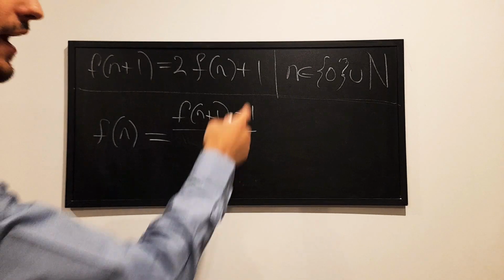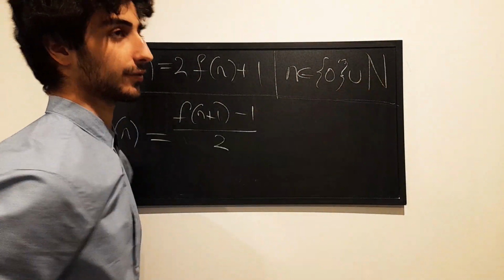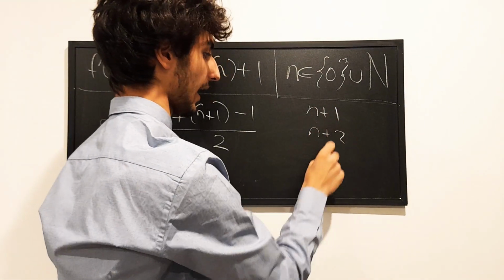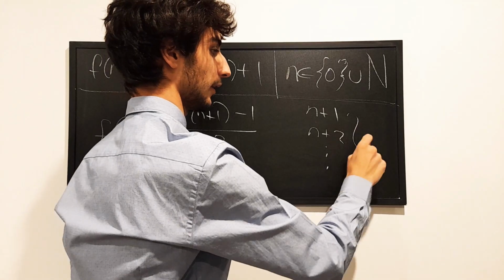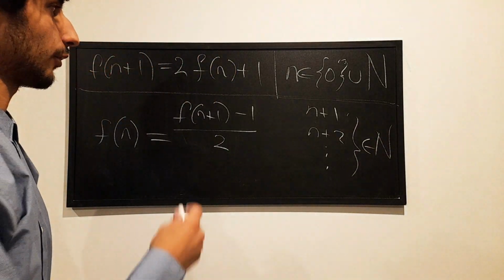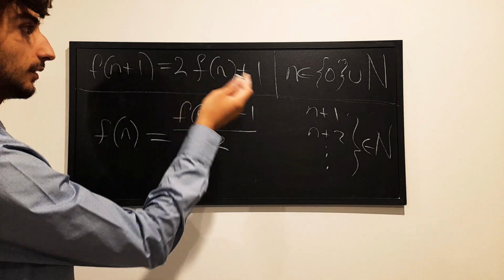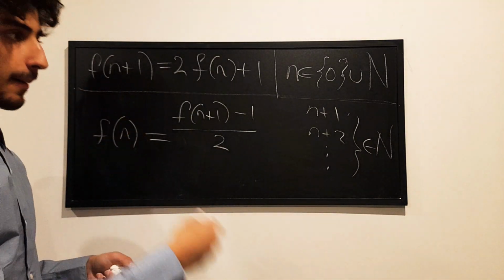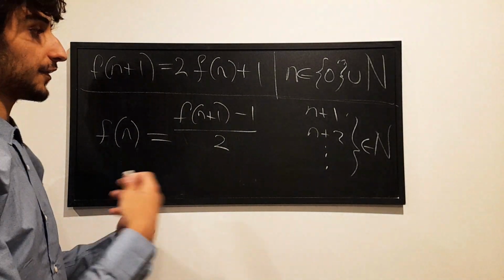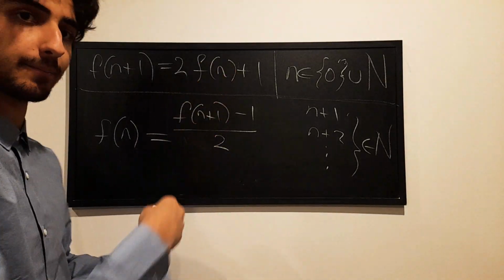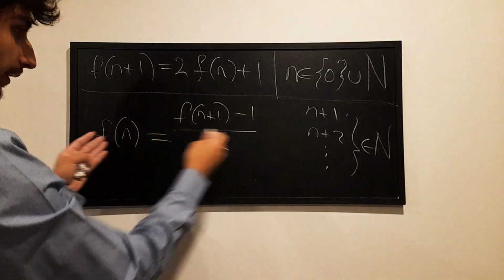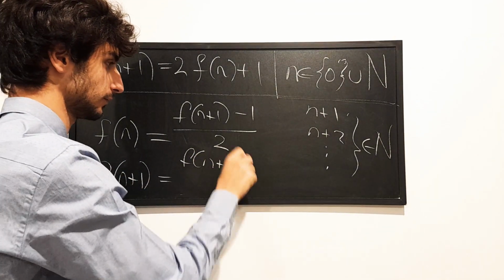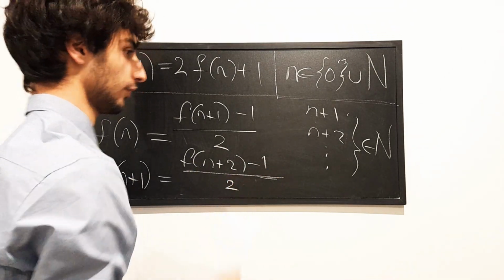Okay, now if n is an element of the natural numbers, then n plus 1 and n plus 2 and so on will also be elements of the natural numbers. So we can actually let n map to n plus 1. And in this case, that would allow n plus 1 to map to n plus 2. This would allow us to actually isolate f of n plus 1 instead, similarly like this. We'll have f of n plus 1 is equal to f of n plus 2 minus 1 over 2.